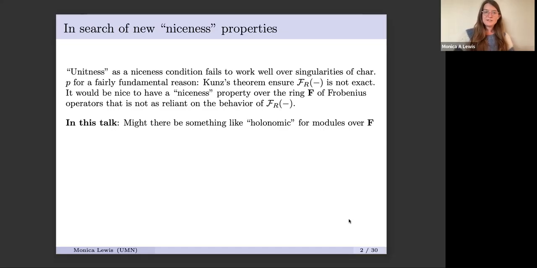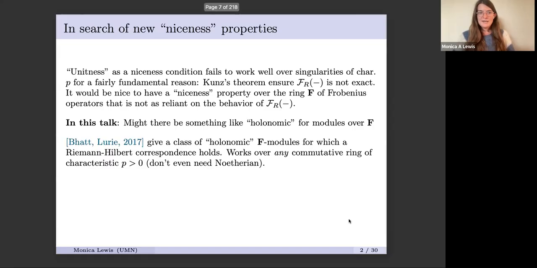So in this talk, our goal is to ask whether there might be something like holonomic for modules over the ring of Frobenius operators. And something that I want to clarify right away is deconflicting with terminology in the literature. Bhatt and Lurie in 2017 give a class of F-modules that they call holonomic, and this class of modules has excellent behavior. It has a Riemann-Hilbert correspondence. It has essentially any nice property you could ask for. It even works over any commutative ring of characteristic P whatsoever. It doesn't even have to be a Noetherian ring.